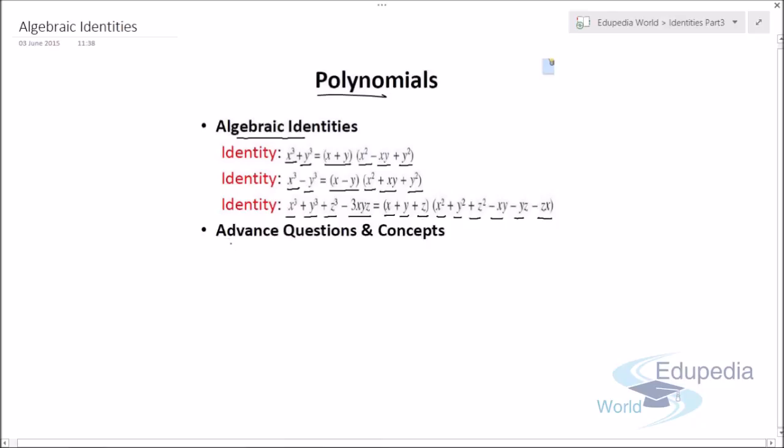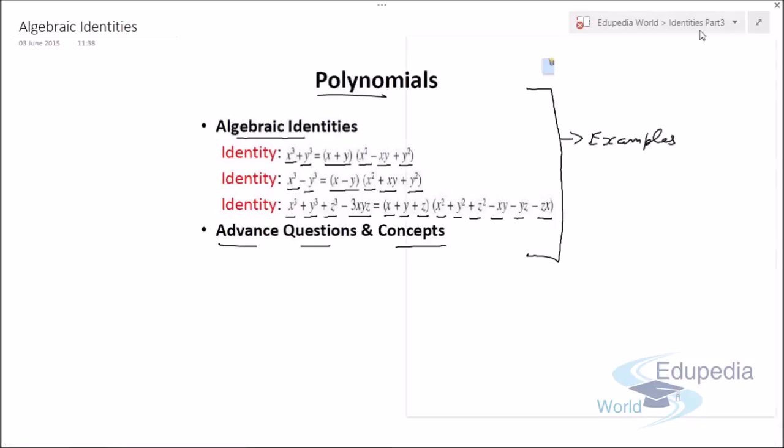Then again we will be discussing some of the advanced questions and concepts. So again we'll follow the same procedure. We'll solve each and every identity with examples. So you listen carefully. So let's get started with the first identity.